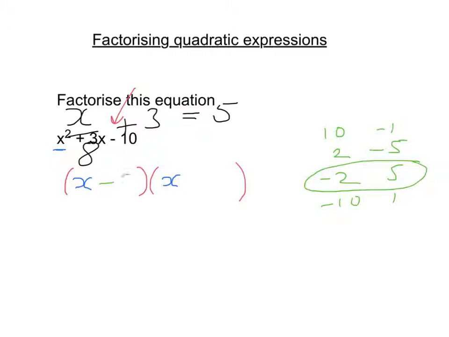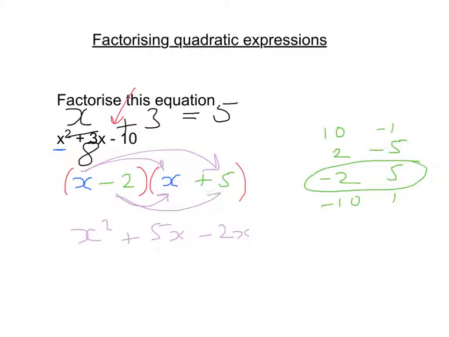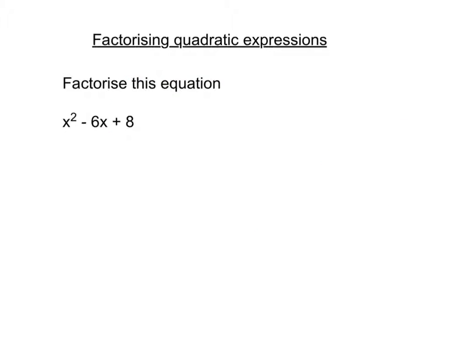So if I put my minus 2 in there, plus 5 in there, and again I can check if I've got the right answer. X times x is x squared, x times 5 is 5x, minus 2 times x is minus 2x, and minus 2 times 5 is minus 10. Let's simplify that. X squared plus 3x minus 10. Brilliant. Okay, last example before you're going to launch into some of these.